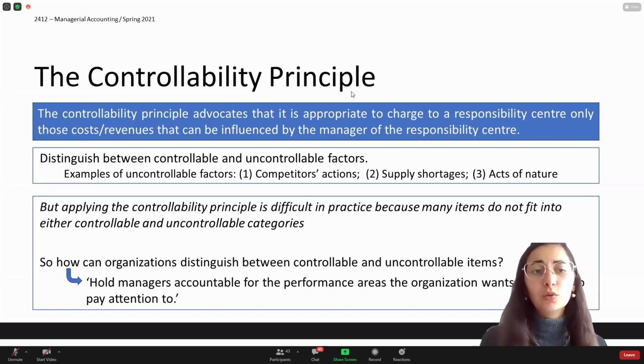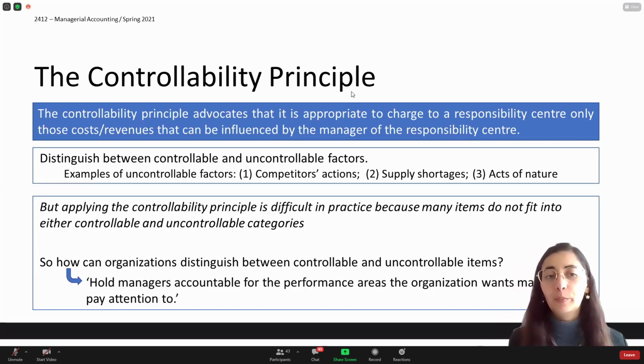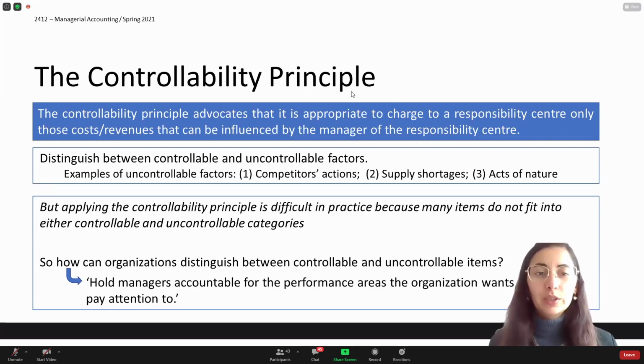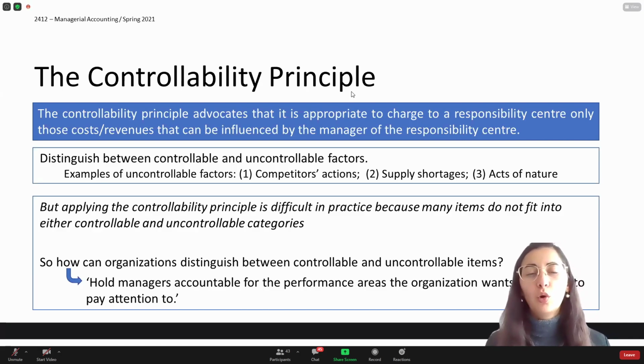So this brings us to this concept of the controllability principle. The controllability principle advocates that it is appropriate to charge to a responsibility center only those costs or revenues that can be influenced by the manager of the responsibility center. So we will distinguish between the controllable and non-controllable factors. We have here some examples of uncontrollable factors, like the competitors' actions, supply shortages, acts of nature. We could consider this pandemic one of these uncontrollable factors.